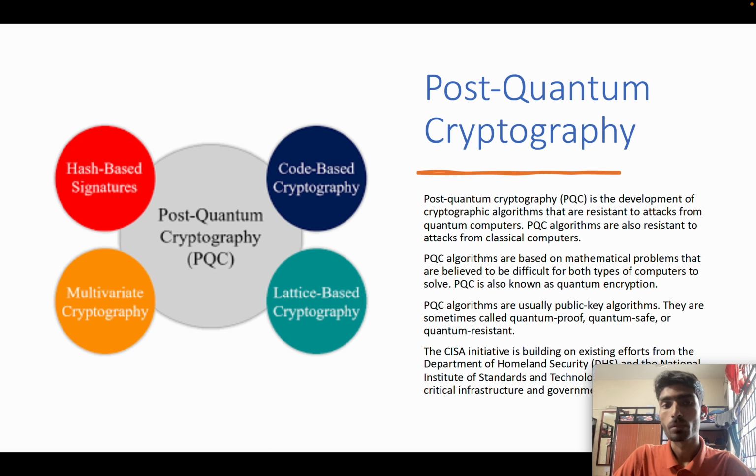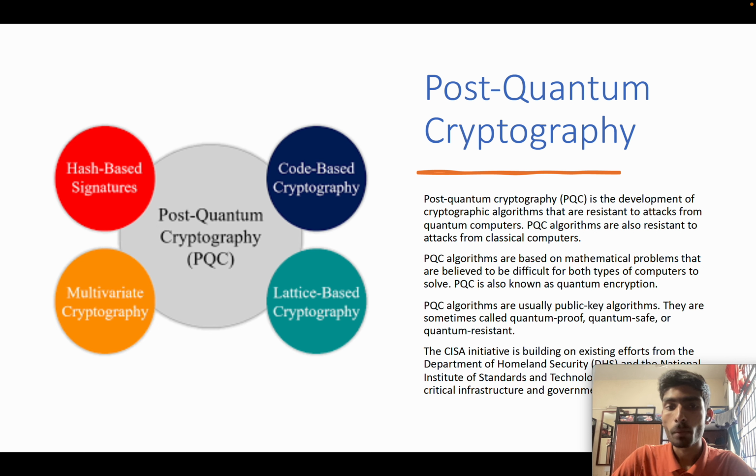Let's move on to slide number 7, which is about post-quantum cryptography, which we just saw in slide number 6. It includes hash-based signatures, code-based cryptography, multivariate cryptography and lattice-based cryptography. This slide delves deeper into post-quantum cryptography, emphasizing the development of algorithms resistant to both quantum and classical computer attacks, as we saw in slide 6 itself.